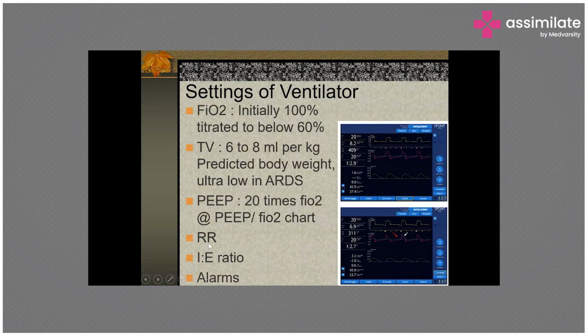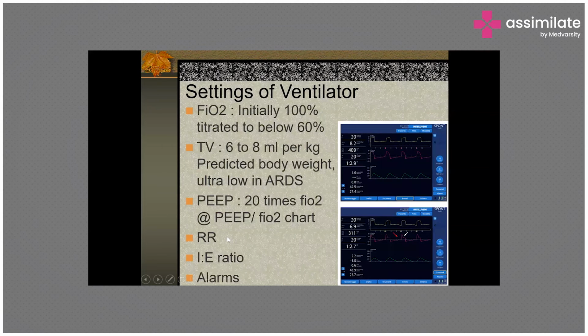Okay, so in patients with COPD, the respiratory rate can be as low as possible in order to give more time for expiration, so that there is no air trapping or overinflation of the alveoli, and exhalation will lead to complete emptying of the alveoli. So in patients with COPD, the respiratory rate can be 8 to 12 or 10 to 12.